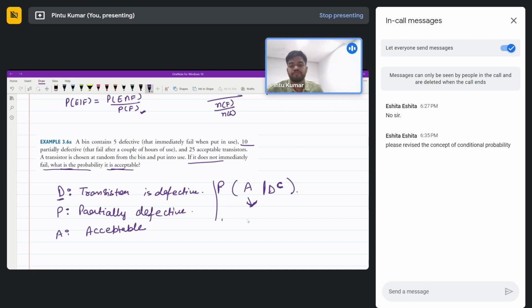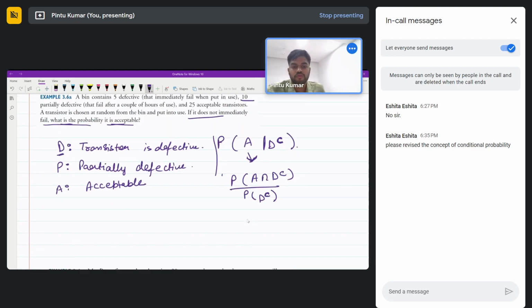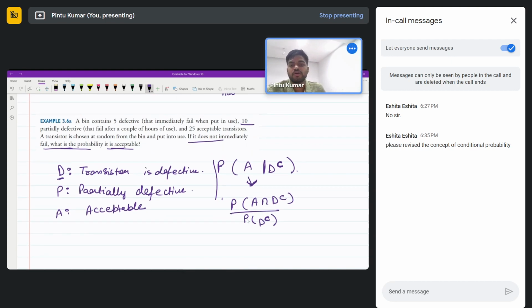So this is the probability of A intersection D complement divided by the probability of D complement. This is what we have to calculate. What is A intersection D complement? First of all, what is the total number of transistors? This is 10 plus 5, 15, plus 25. This is 40 transistors that we have.